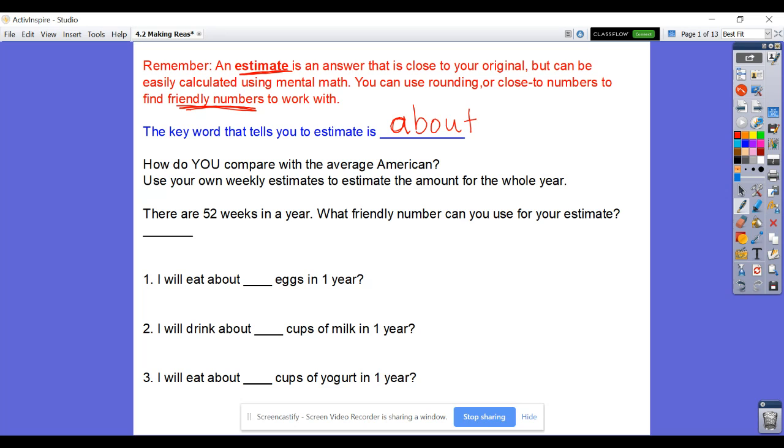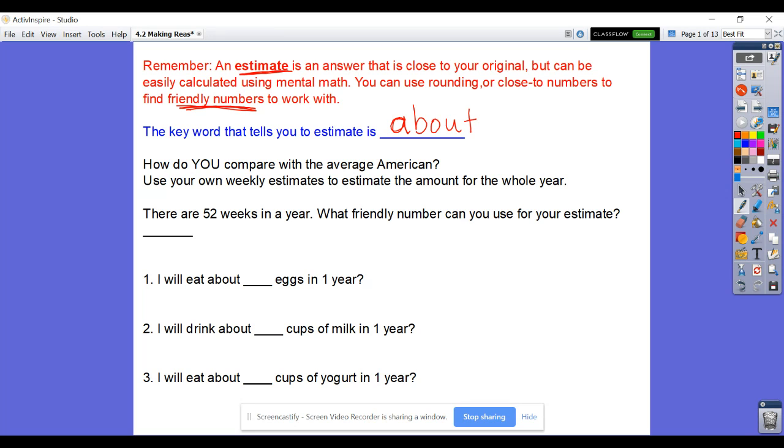Now we're going to do an estimating exercise that I hope you'll find as entertaining as I do. You're going to consider how you compare with the average American. In a moment, I'll show you statistics about how much food the average American eats in a given year. But first, let's calculate some of our own.